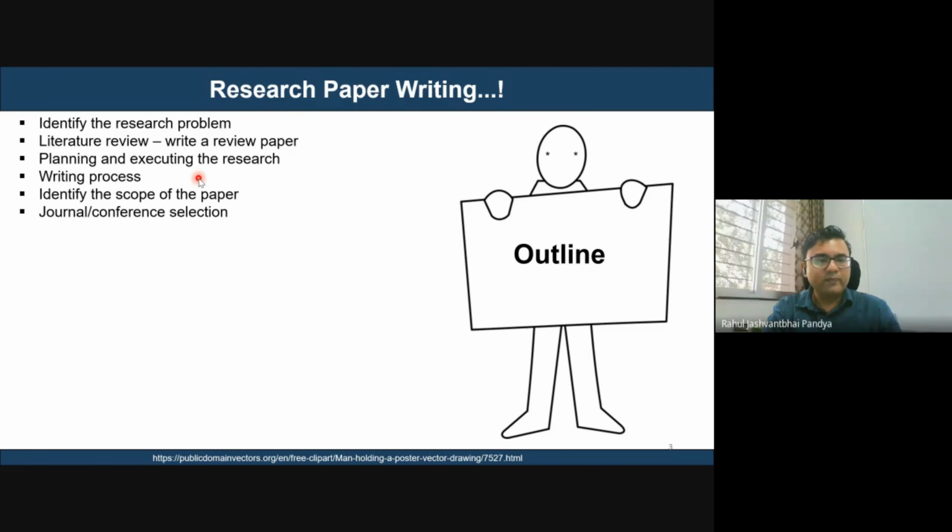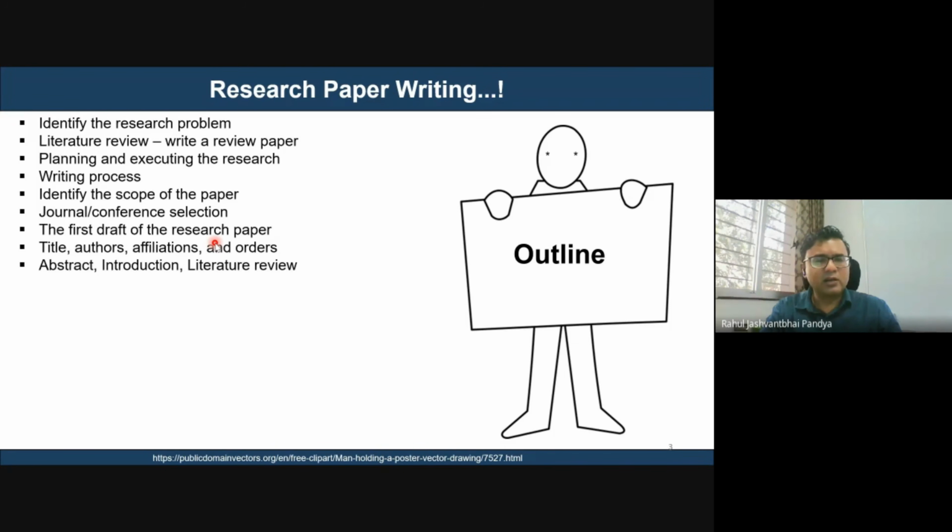Once we do that, we have to look at journal and conference selection: what would be the target journal that we want to attempt, or the target conference where we want to present the research. Once that is done, we start building the first draft of the research. We will discuss each point. Generally, it starts with the title, authors, affiliations, their order, and other things.